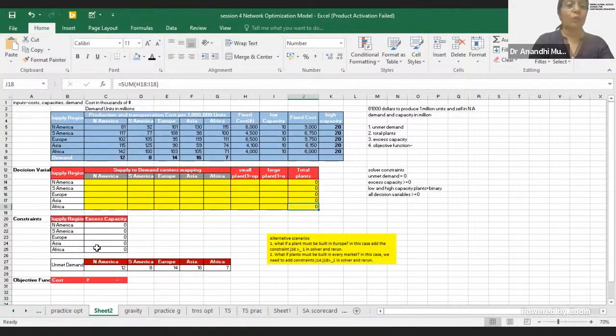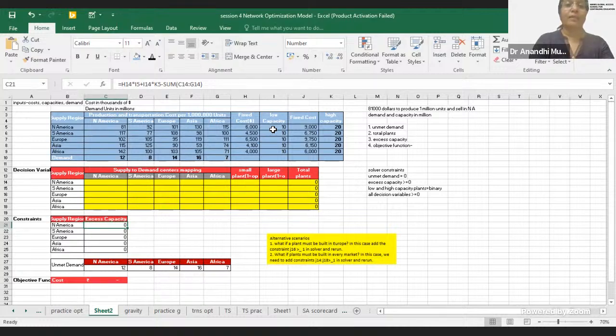The next is, as I told you, excess capacity. You can have excess capacity, but you should not leave anything unmet. So excess capacity, H14 here, is nothing but your small plant multiplied by I5, that is low capacity, plus large plant multiplied by high capacity, minus the sum of C14 to G14. C14 to G14 is nothing but whatever allocation I'm doing for the respective plants.